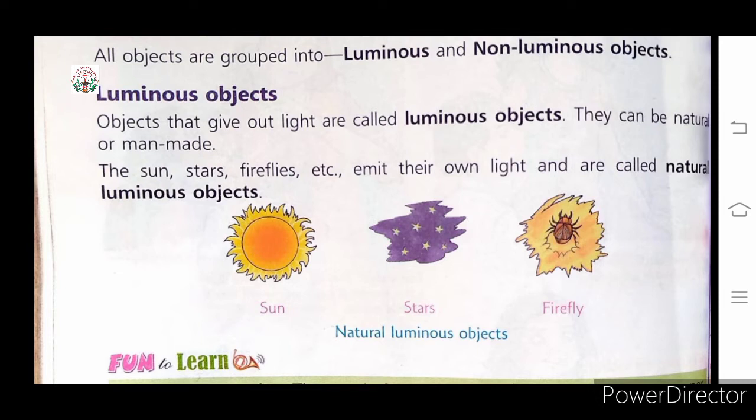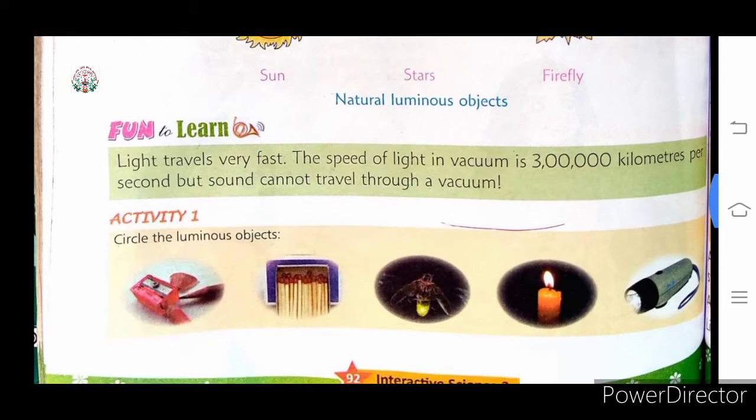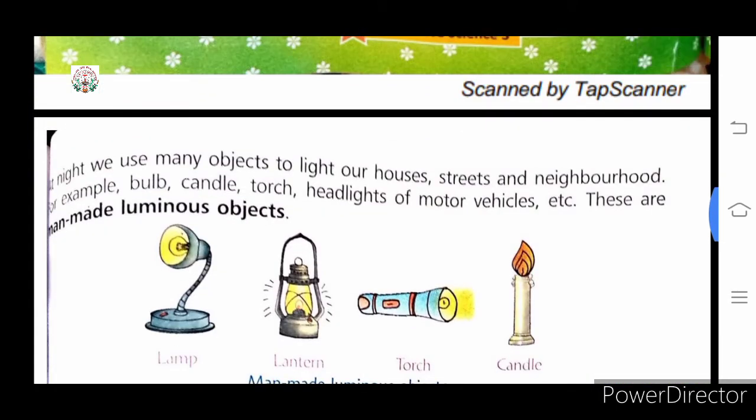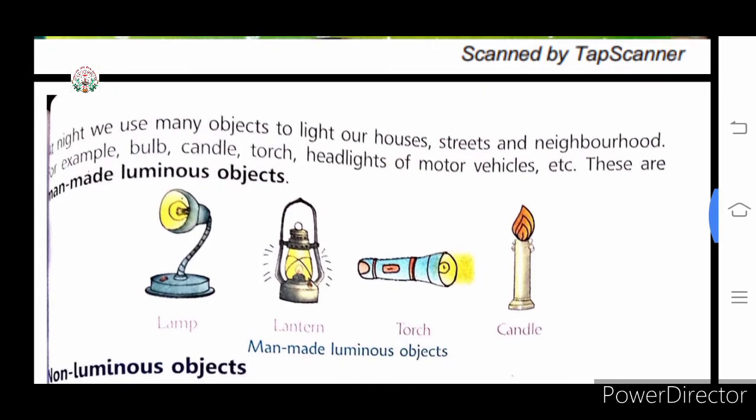The sun, stars, fireflies emit their own light and are called natural luminous objects. At night, we use many objects to light our houses, streets, and neighborhood. For example, bulb, candles, torch, headlight of motor vehicles, etc. These are called man-made luminous objects.